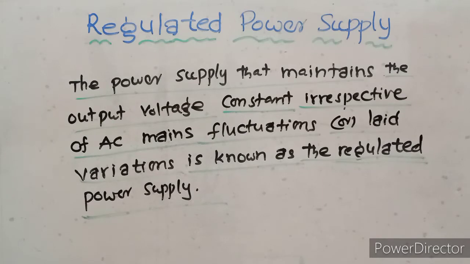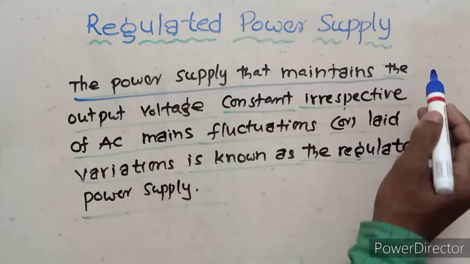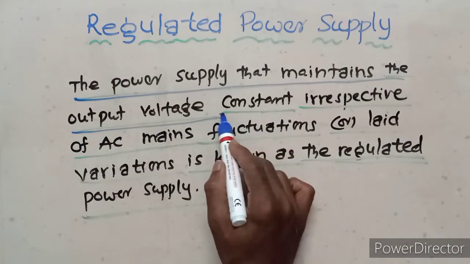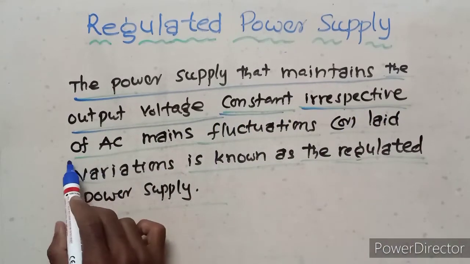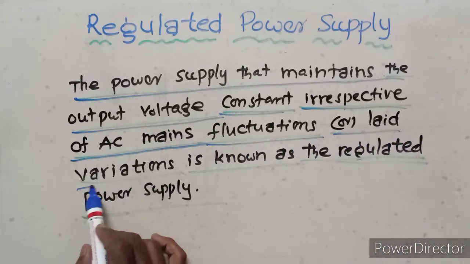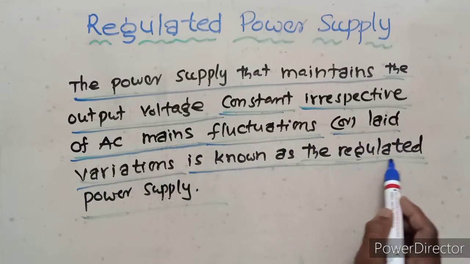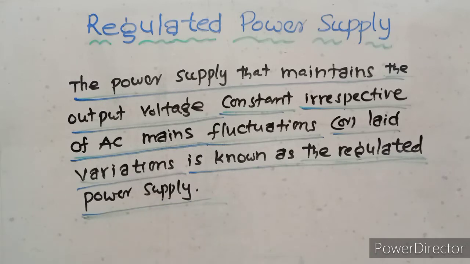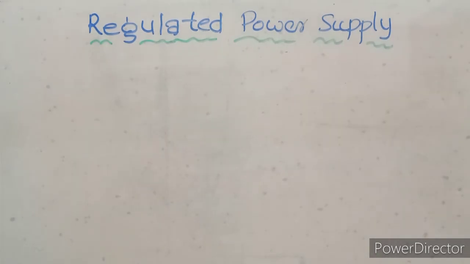The power supply that maintains the output voltage constant irrespective of AC mains fluctuations or load variations is known as the regulated power supply. This regulated power supply is explained by a block diagram.